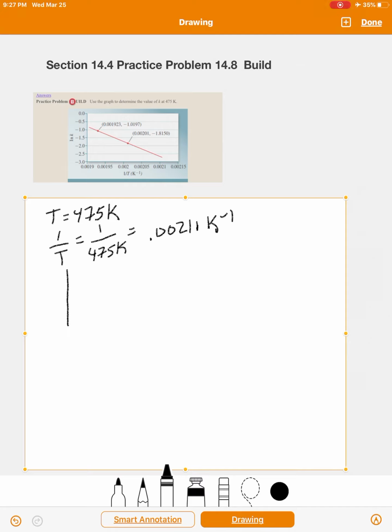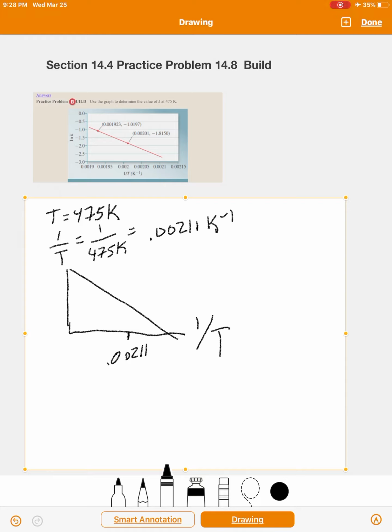So I can't easily edit the graph because it's a picture. But let me show you what I mean by that. What you want to do is you want to look on the x-axis where that number is. So 0.00211. So if you look over there, you can actually see on that plot, there's actually a point on the x-axis that's pretty close to that. It's 0.002. That's pretty close.